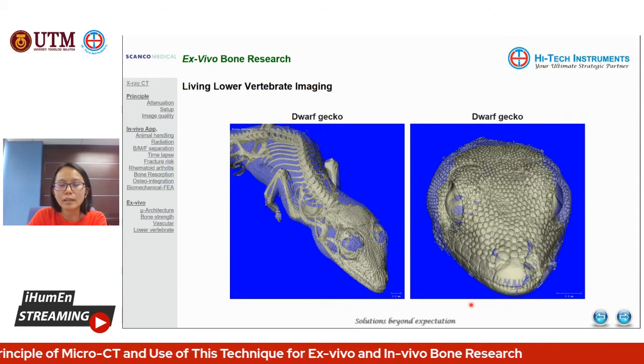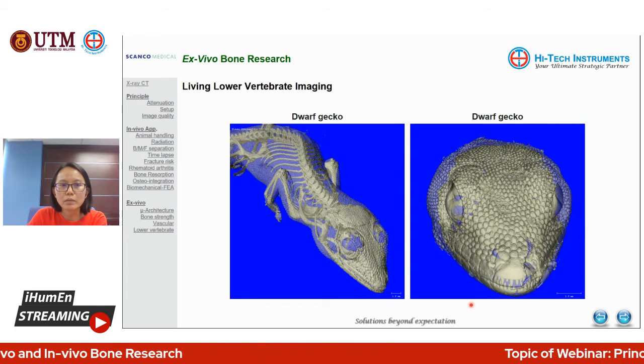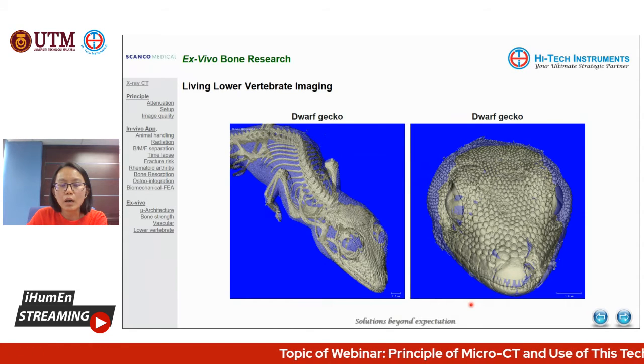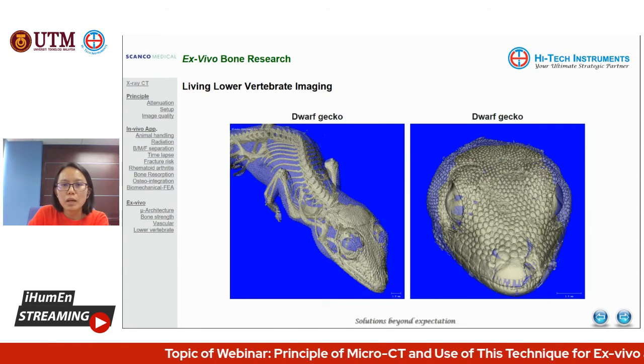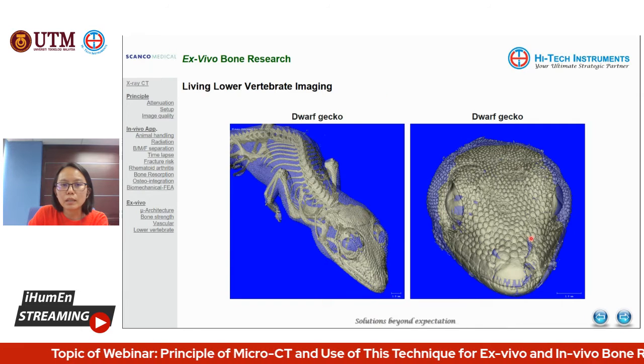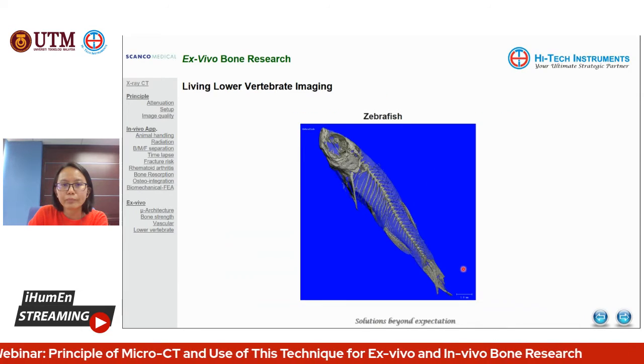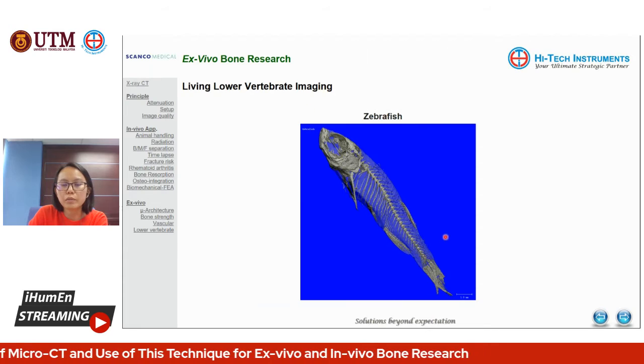And because of the small size, we can do it even using an ex vivo micro-CT. And we can scan the animal when they're alive. So this is an example of scanning a Kiko. And I have also found an example of scanning a zebrafish.